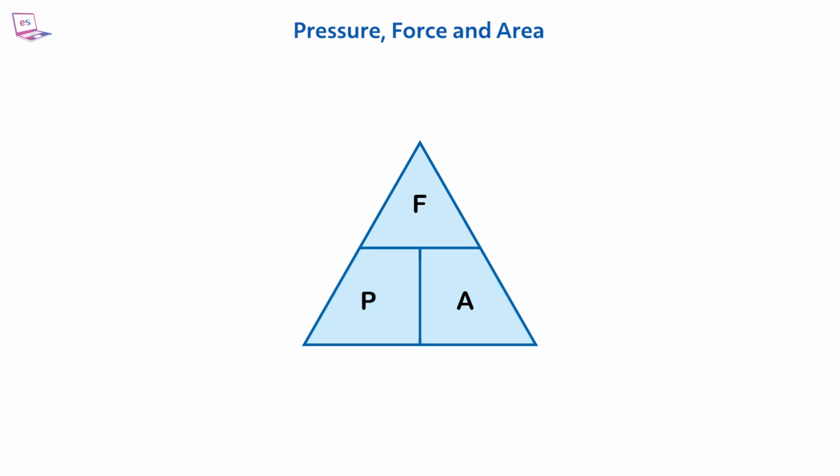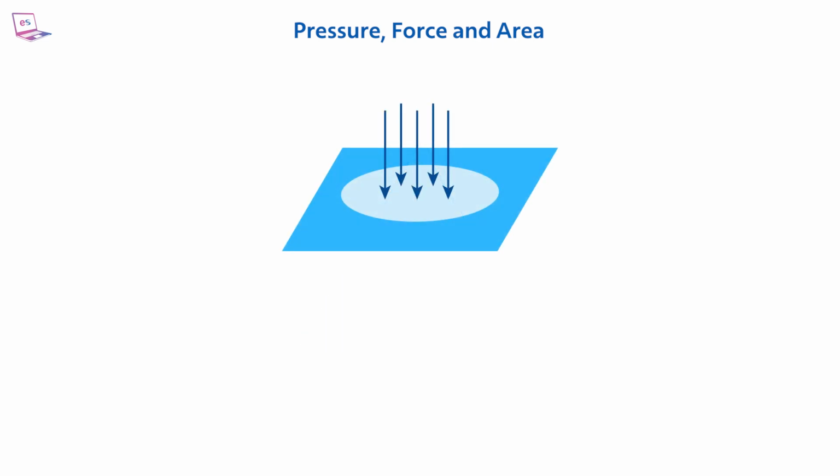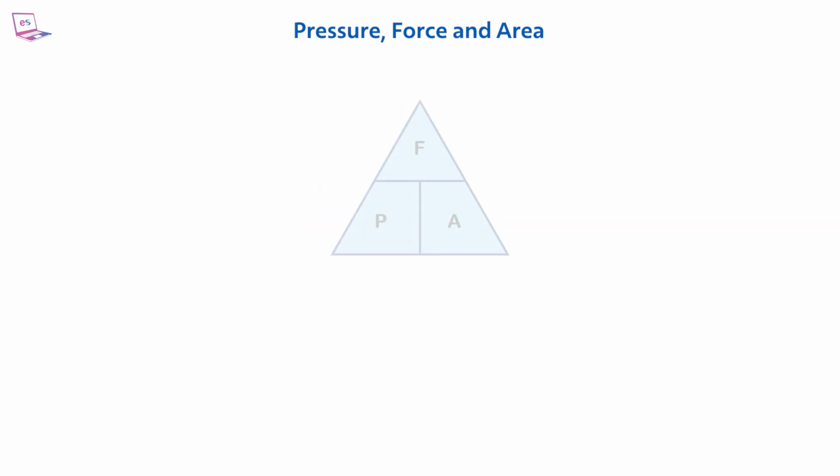Now, let's look at an example of calculating pressure. Find the pressure exerted by a force of 6,000 newtons on an area of 20 square meters. Give your answer in newtons per square meter. Here, the area and force are given, and you need to find the pressure. Let's use the formula triangle. To find the formula to calculate pressure, cover P in the triangle.